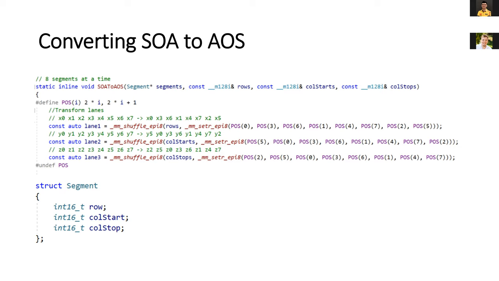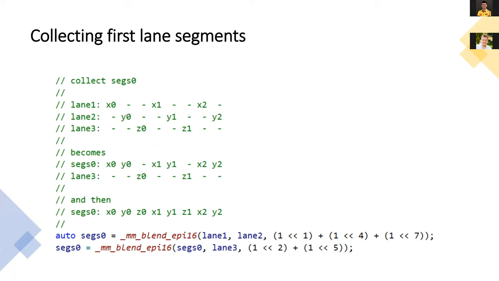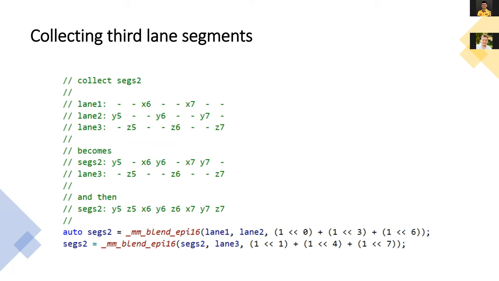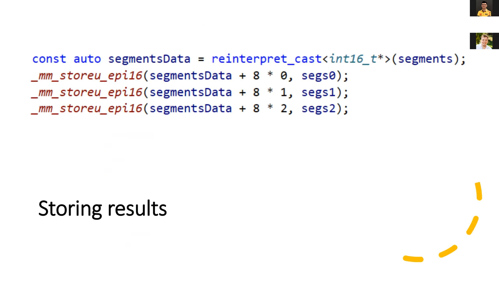So we shuffled our elements, and then we do the same stuff for back conversion. We want to make these beautiful segment structures, and we basically do the same blending as we did before for all of the three lanes. And then we just store all this stuff inside of our segments vector. Basically that's all of the not that hard part.